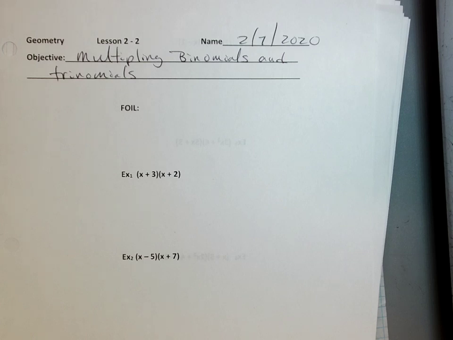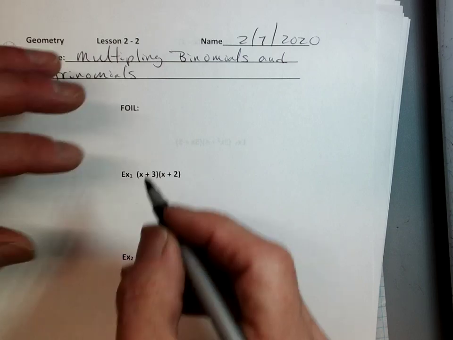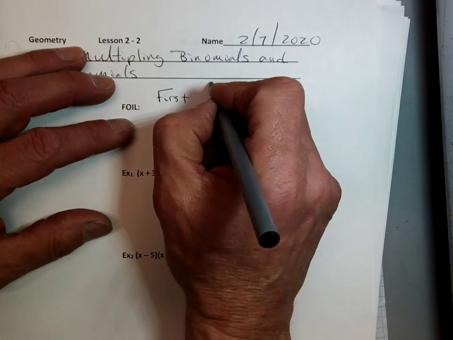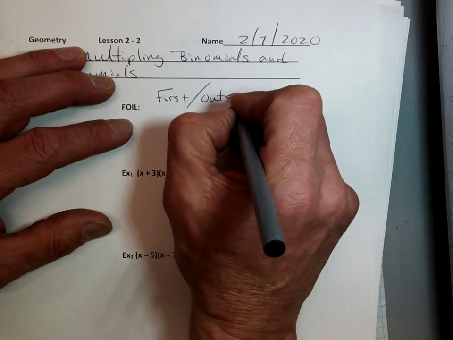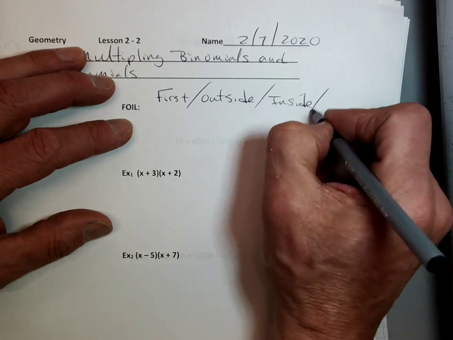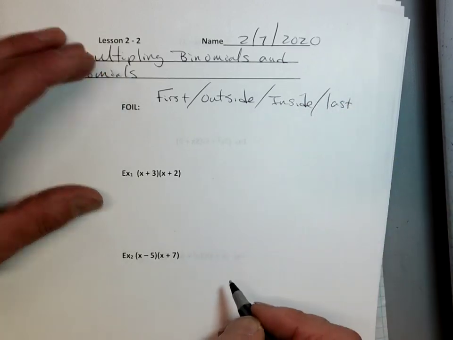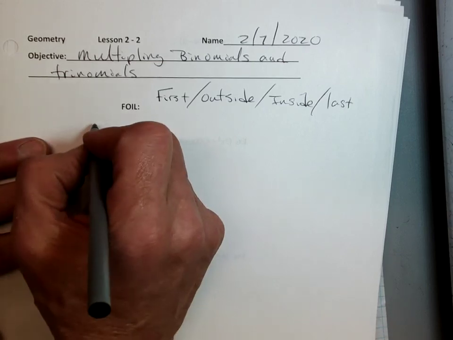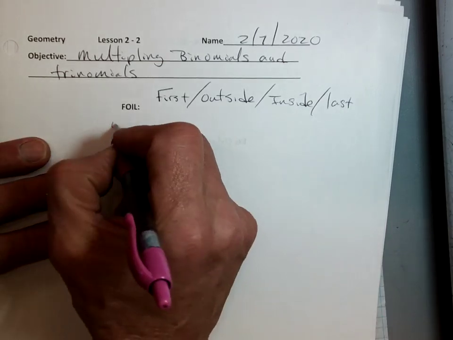If you take a look at example 1, that's a binomial times a binomial. That's really what we're doing, but we're going to do it by double distribute. Okay, so FOIL stands for first, outside, inside, last. But I don't really even like to call it that. My way to call it is double distribute.